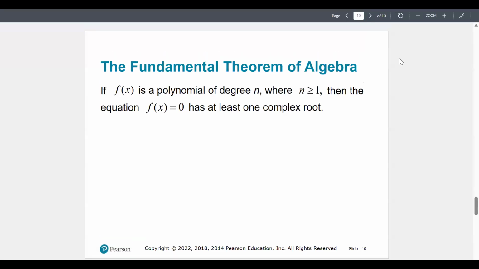Right, so if f(x) is a polynomial of degree n where n is greater than or equal to 1, then the equation f(x) equals 0 has at least one complex root. So remember, by a complex root, this could be real or imaginary numbers involved. So your complex root could be 3, or your complex root could be 2 plus 3i. It could look like either one. But what we're saying here is essentially everything should have at least a root.